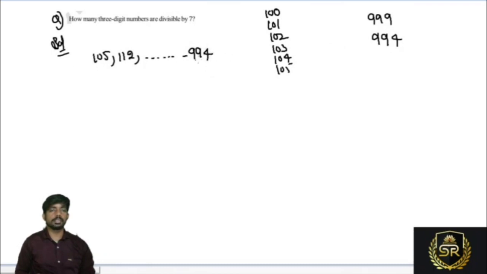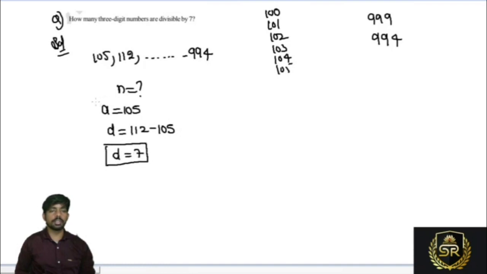Therefore we have an AP series. What is being asked? How many 3-digit numbers are there? In between 105 to 994, how many terms are there? It is asking for the value of n. First we will find a, the first term, 105. The common difference is the second term minus the first term, which gives a common difference of 7. The first term is 105. Next, the last term is nothing but the nth term, 994.